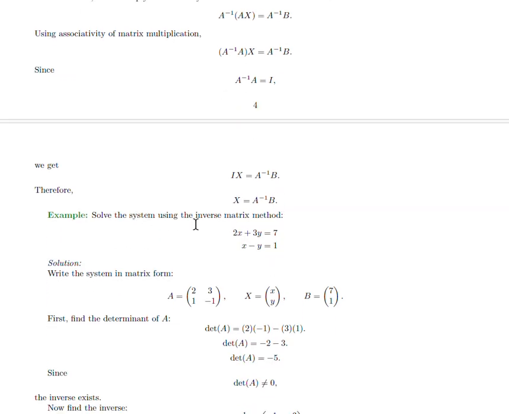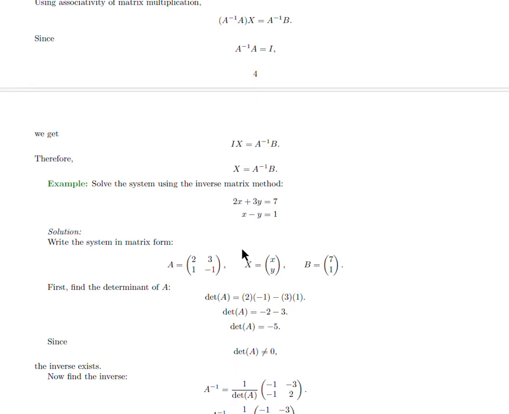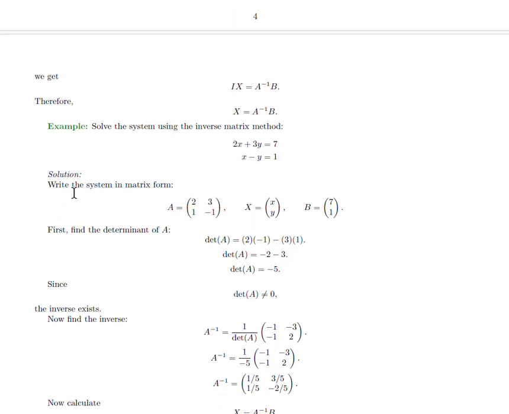Solve the system using the inverse method. We have this system, 2x plus 3y equals 7, x minus y equals 1. So we transform it into AX equals B format. Our A will contain coefficients 2, 3, 1, and minus 1. And then our X matrix will contain the variables, in this case x and y, which is what we are looking for at the end of the day. Then our matrix B contains the constants on the right hand side, 7, 1.